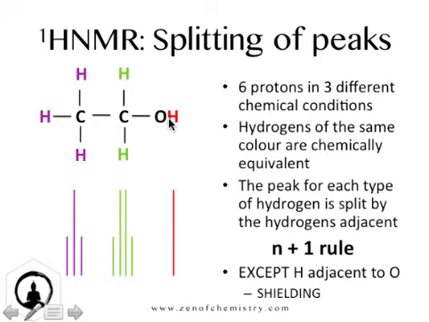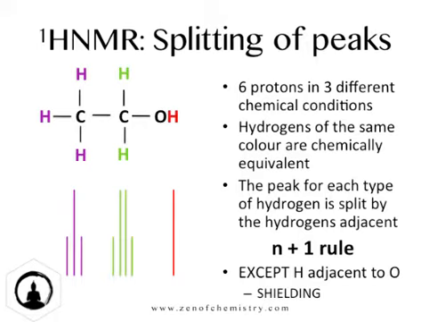The second chemical condition is these 2 hydrogens, which are 1 step away from that oxygen, and so they're in the same chemical condition. And then this group of hydrogen atoms are 2 steps away from that oxygen. The ones that are in the same colours are essentially equal to each other because they are the same distance away from that oxygen. So that's the first thing we need to look at. We're going to have 3 groups of peaks.